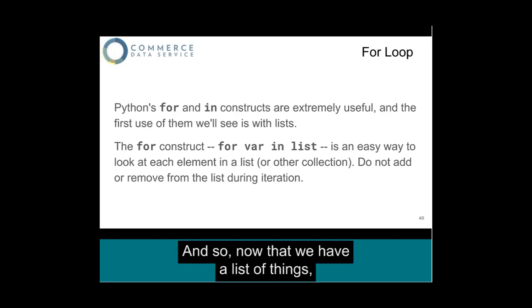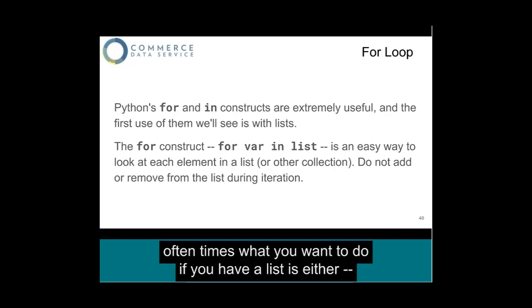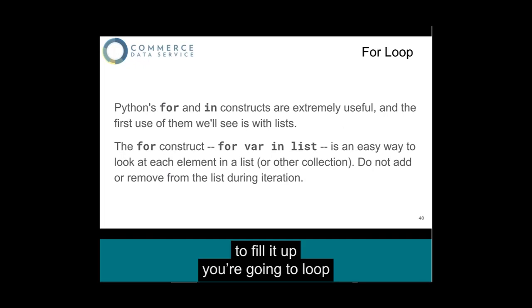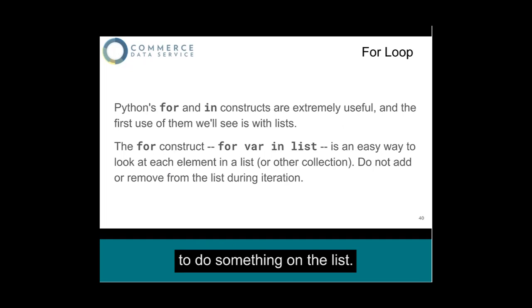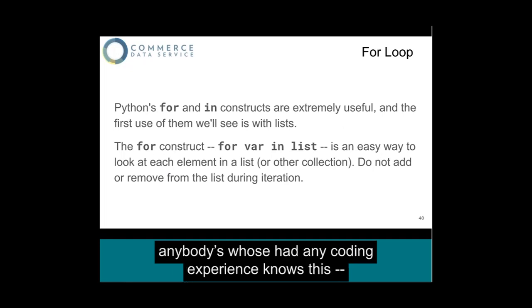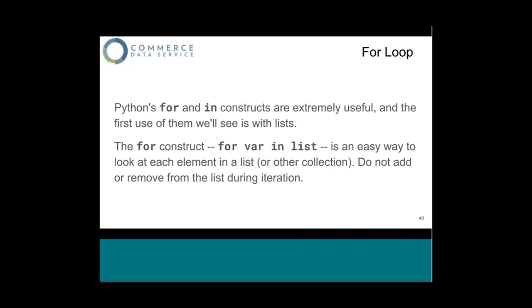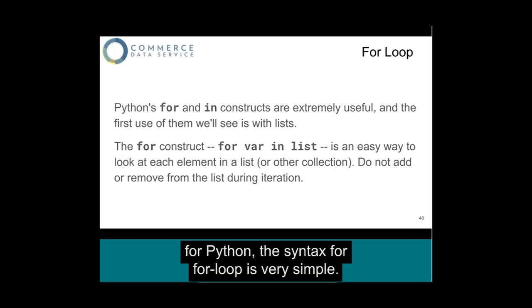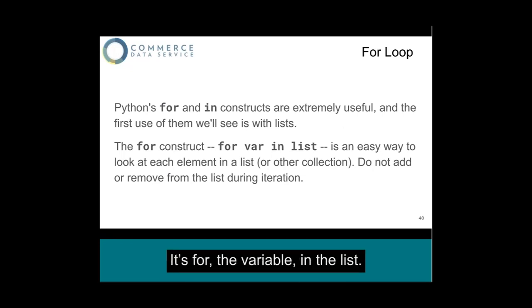And so now that we have a list of things, oftentimes what you want to do with a list is either build it up, looping through something to add things to it, or loop through something to do something on the list. And so that's a for loop. I'm sure anybody who's had any code experience knows this. For Python, the syntax for loops is very simple. It's for the variable in the list.